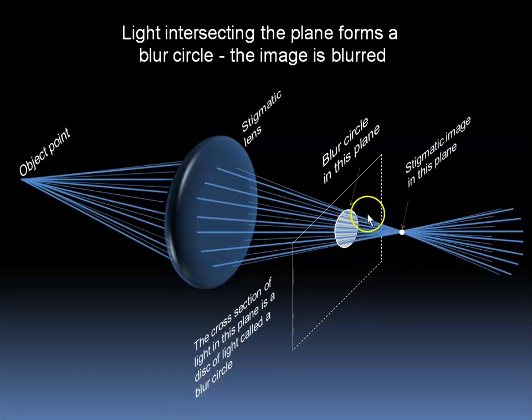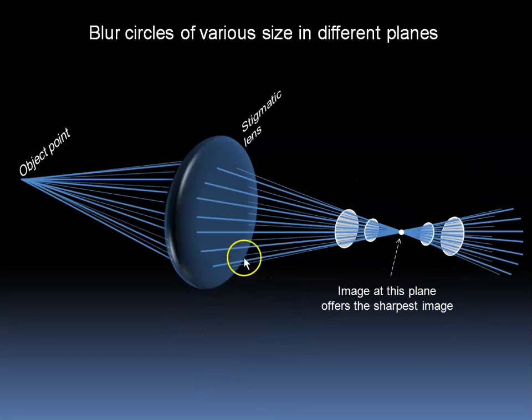If we were to move this plane or this screen further back here, once again we would have blur circles. One can see here that if the screen were in this position, the blur circles would be larger than in this position. As we get closer to the plane of the image point, the blur circles are smaller. And then as we go further behind, the blur circles start to get larger again.